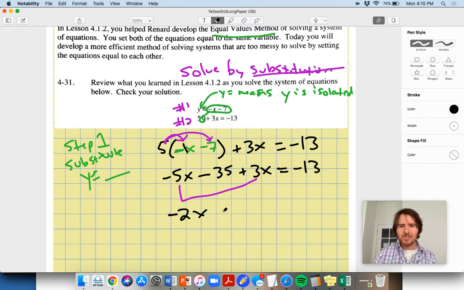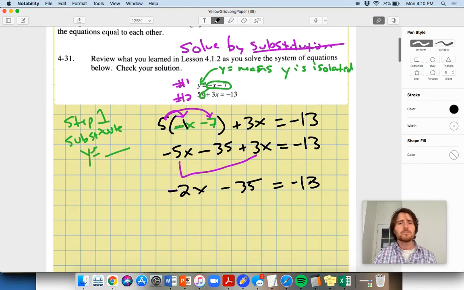And then here I have minus 35. I'll deal with that later; I don't need to worry about it too much. And that's equal to negative 13. There we go. So I have negative 2x, negative 35, and negative 13.